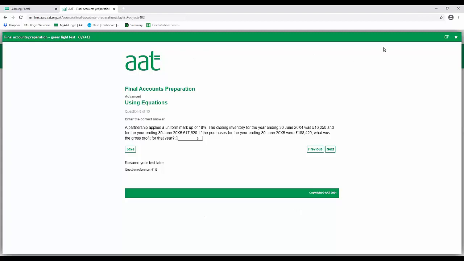Okay, so for anybody who hasn't seen these before, this is the AAT green light test. I'm going to assume that you guys are pretty familiar with these. If you haven't used these before, as a student member, you have access to them on your learning portal. They're really quite useful, to be honest with you. I'd encourage you to take a look at them. Very, very useful, especially when you're coming up towards your exam.